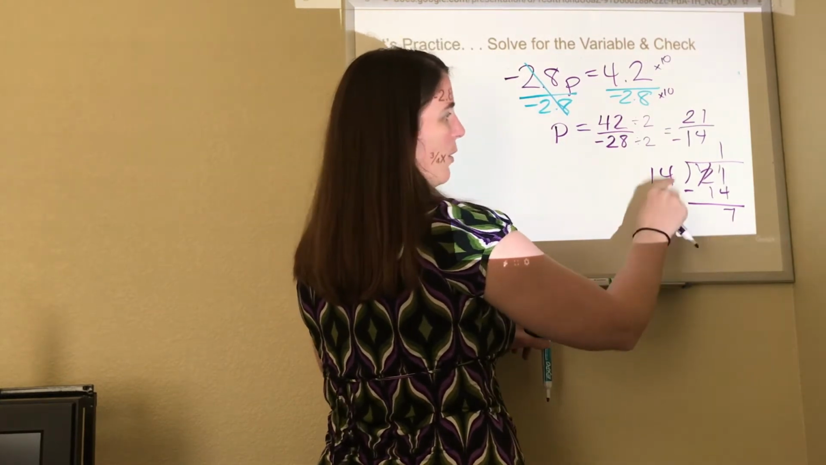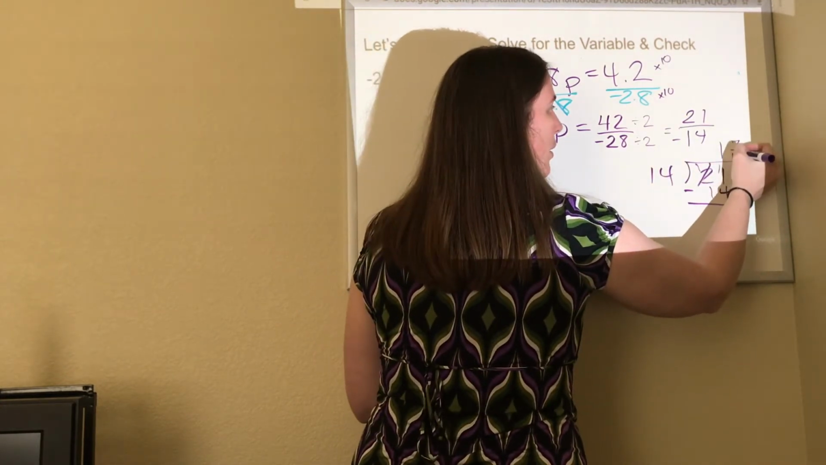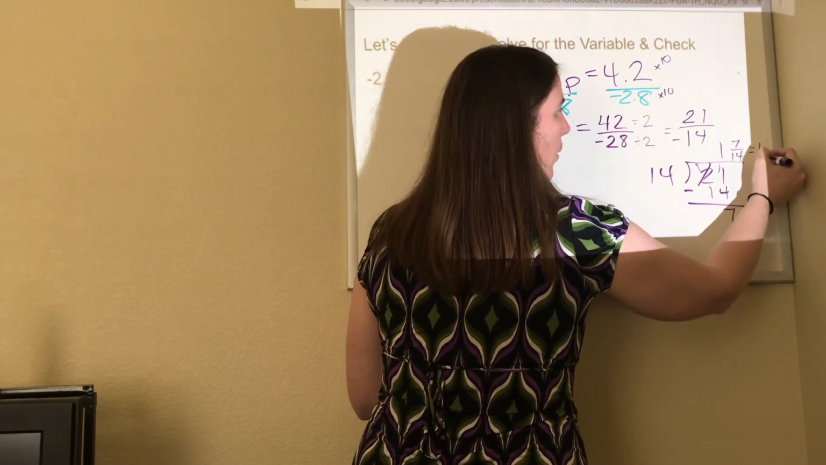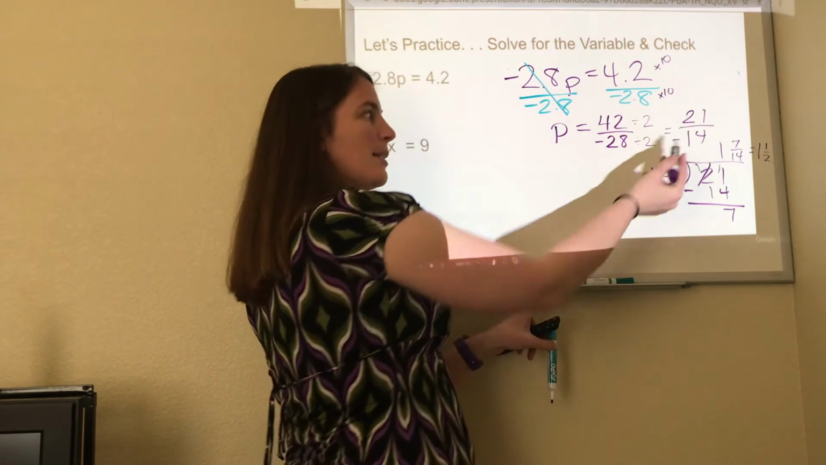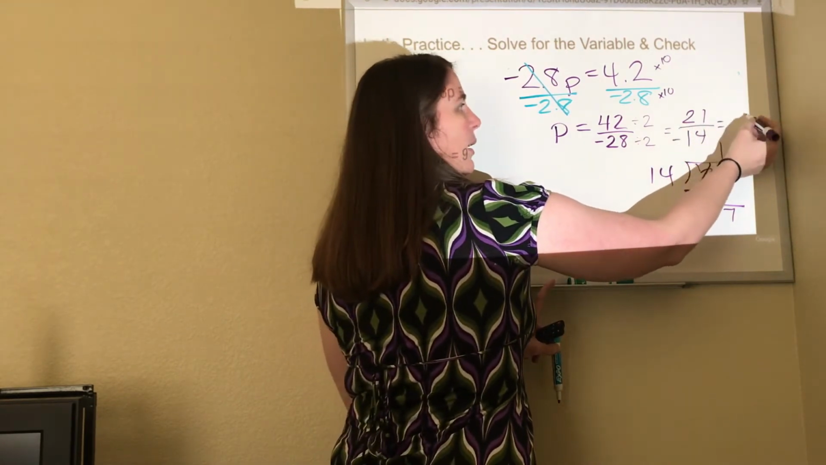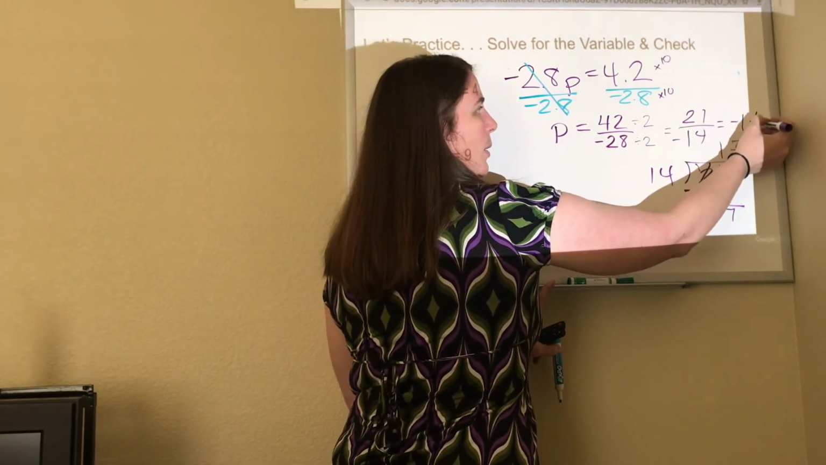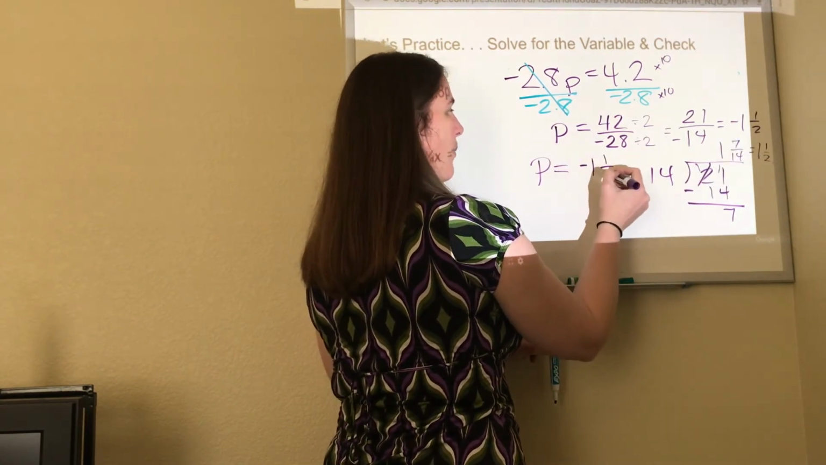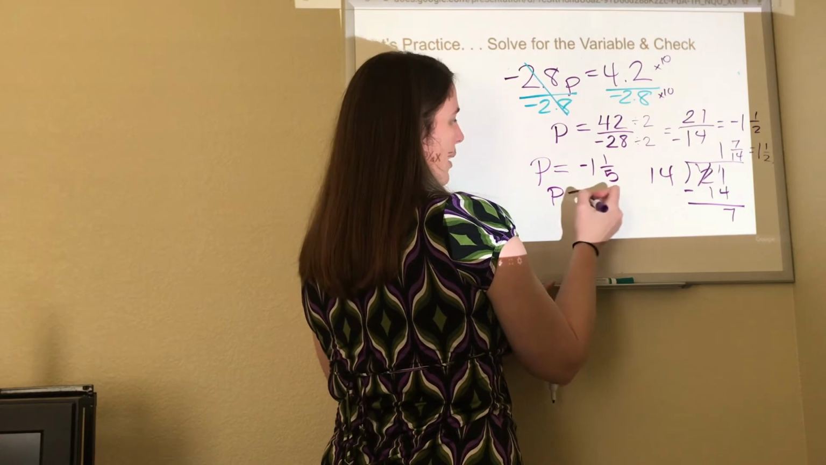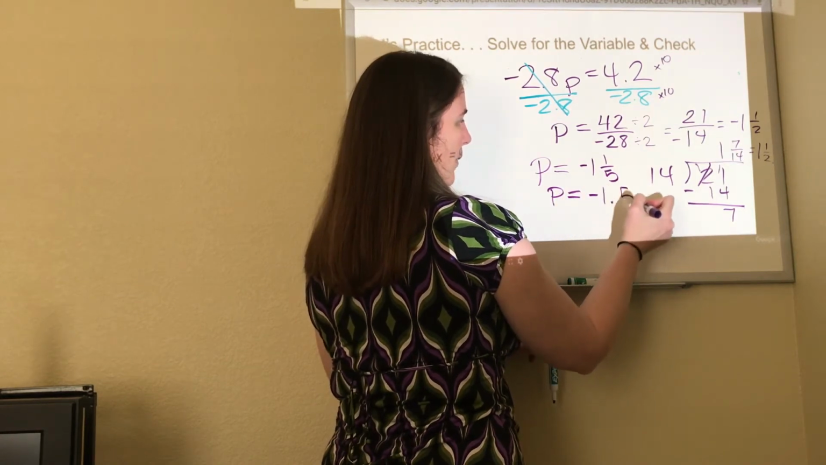So I have 7 over 14, which is equal to 1 and 1/2, right? But this is a negative, so this would be equal to -1 and 1/2. So P equals -1 and 1/2. If you did it on a calculator, you would get -1.5, okay?